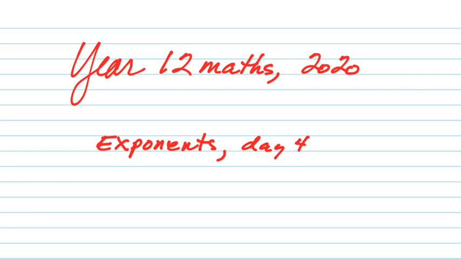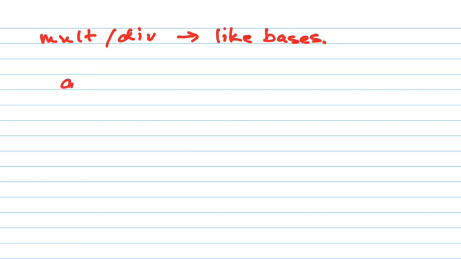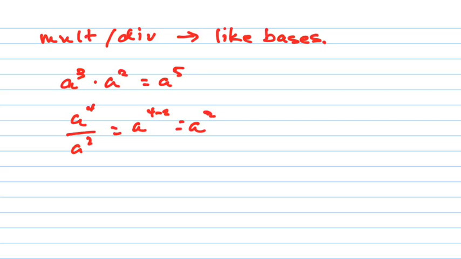Because remember that when we were working with exponents, we can multiply, we can divide, but the key there is that they have to have like bases in order for that to work. So a to the third times a to the second is a to the fifth. A to the fourth divided by a to the second is a to the 4 minus 2, which is a to the second. But b to the fourth divided by a to the second is b to the fourth a to the second. You can't do anything with it because the bases aren't the same.